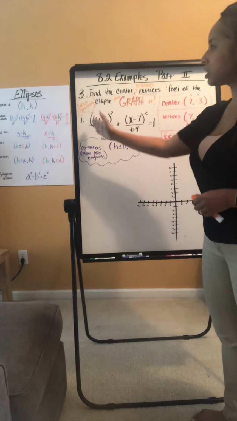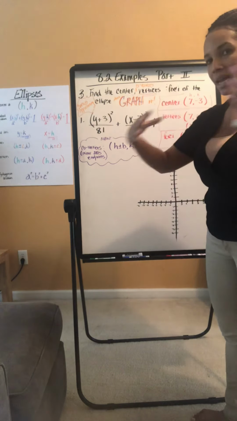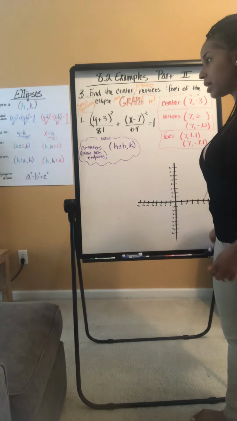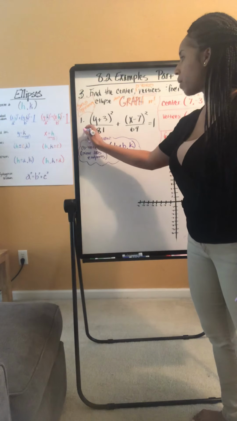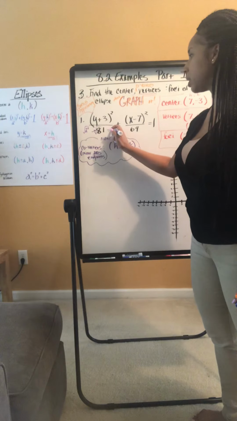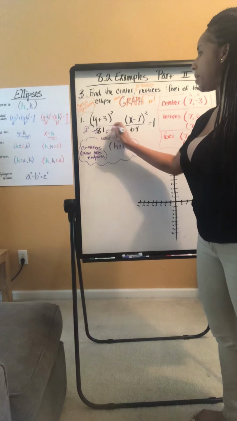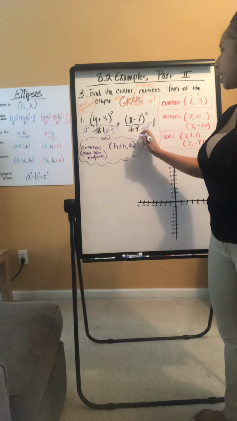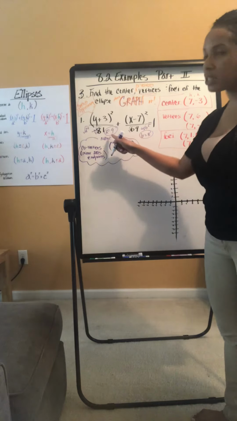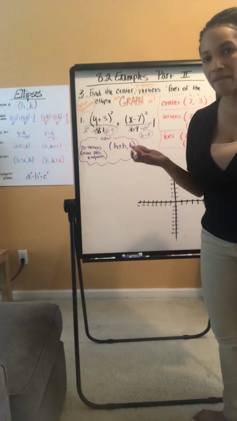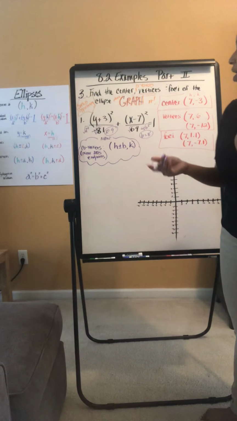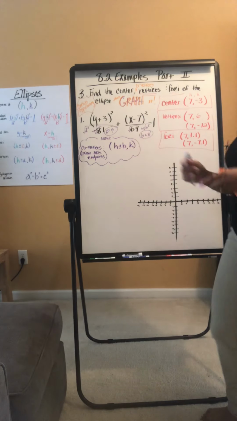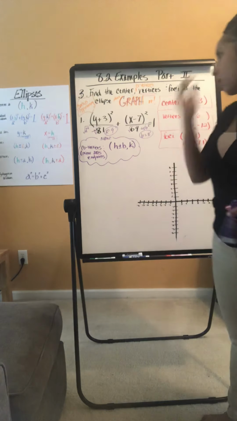I know that since this is underneath the y, it should be taller than it is wider. But if you notice, since this is a squared, our a by itself was just a 9. My a was a 9. My b would be, this is b squared, so b by itself would just be an 8. So since your a is 9 and b is 8, and they're not very far away from each other, this is going to look more circular. It should look taller than it is wide, but it should be pretty close when we graph it.